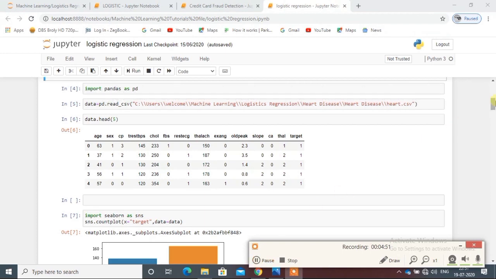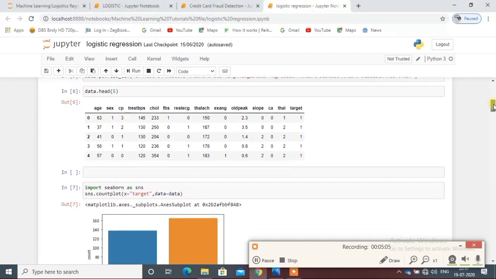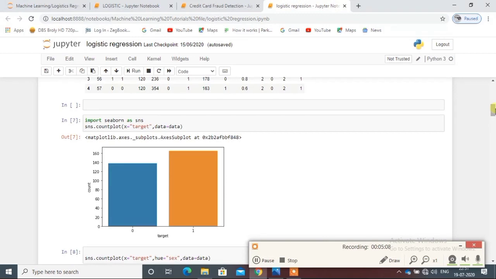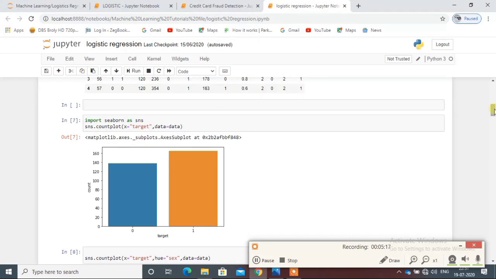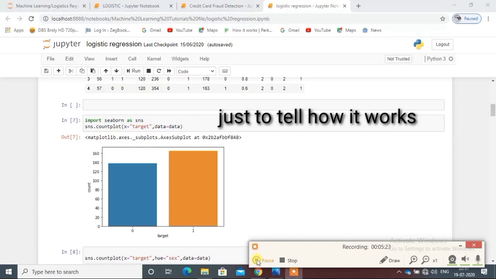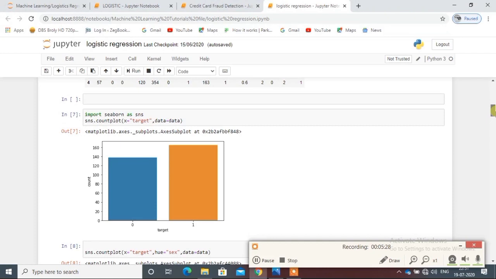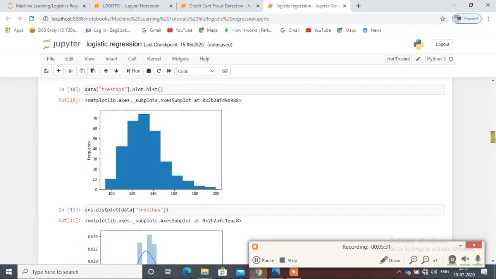Here is the data set, which has age, sex, cholesterol, and everything else present in it, which we have to understand. First we would need to do feature engineering, but it is not necessary right now, because we are just here to see whether our data is oversampled or undersampled. So it's not necessary right now, we don't have to do it.